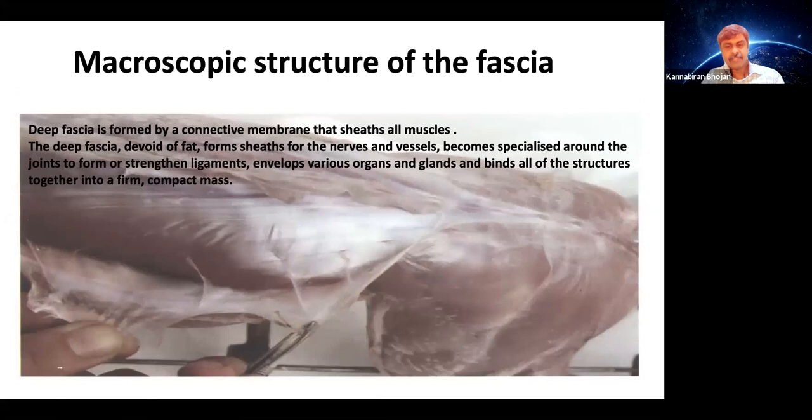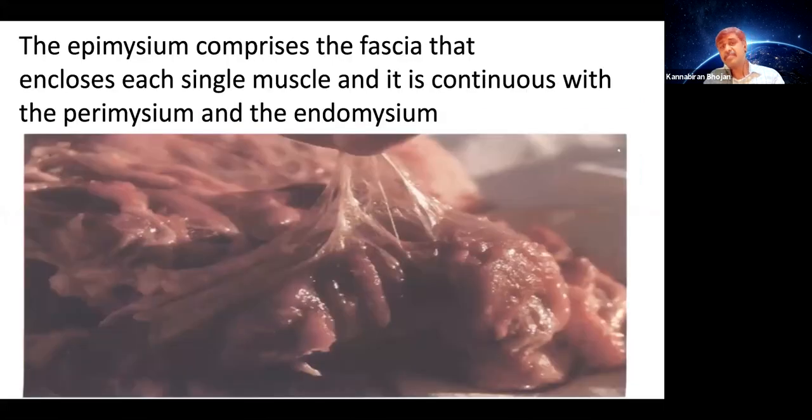So that is how it is very strong and is connected throughout. It's a three-dimensional structure. And the epimysium comprises the fascia that is enclosing each single muscle, and it is continuous with the perimysium and endomysium. This is already understood when you study muscle.